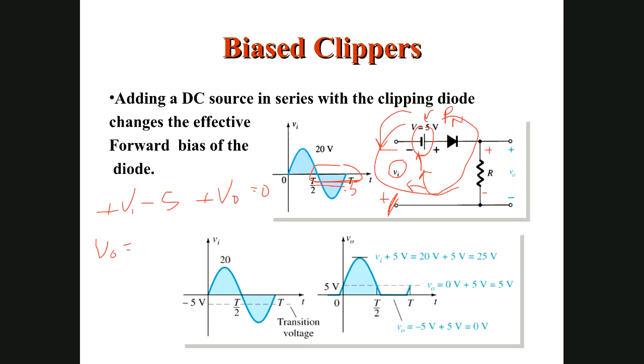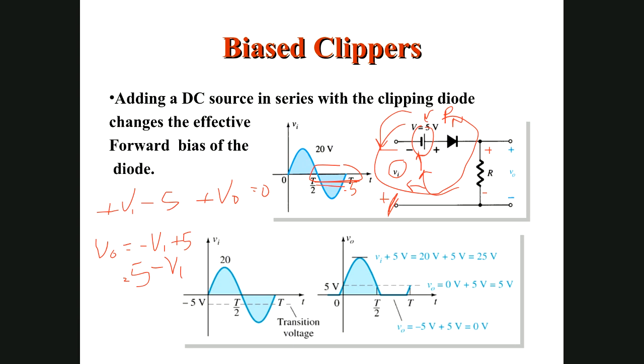minus VI plus 5. Or you can say it will be 5 minus VI. For example, if input is 1 in the negative half, your voltage will be 5 minus 1, 4. When input is 2, 5 minus 2, 3. When input is 4, 5 minus 4, 1. This is the way you will get your output.